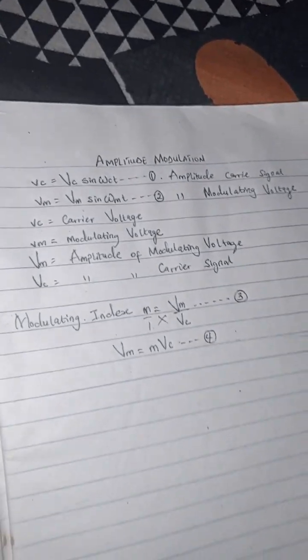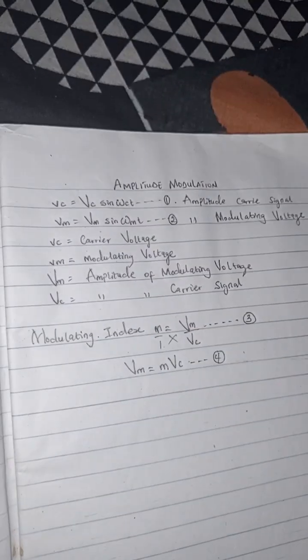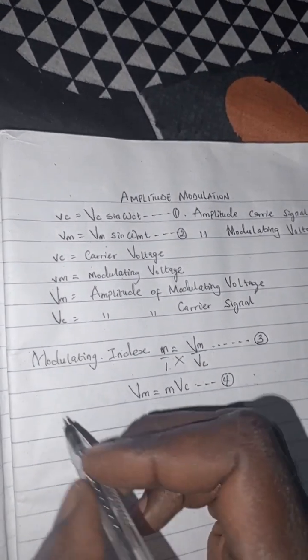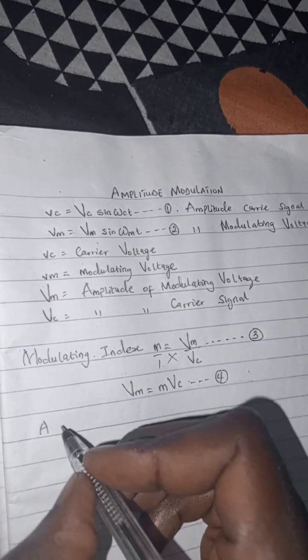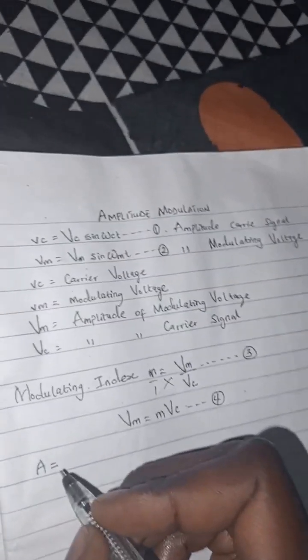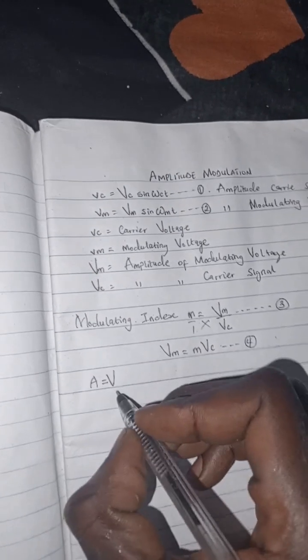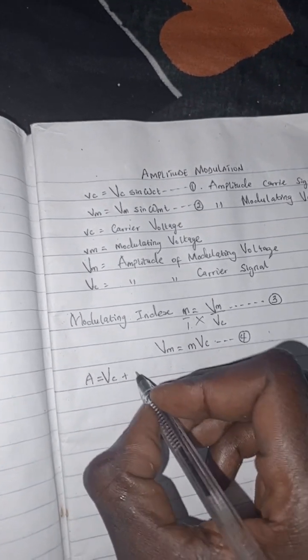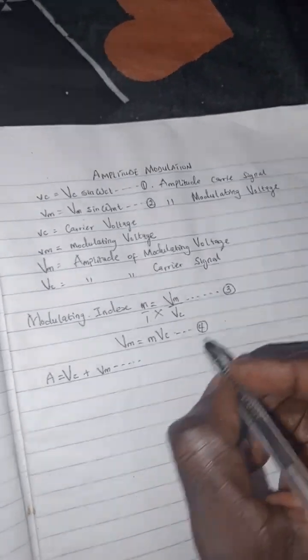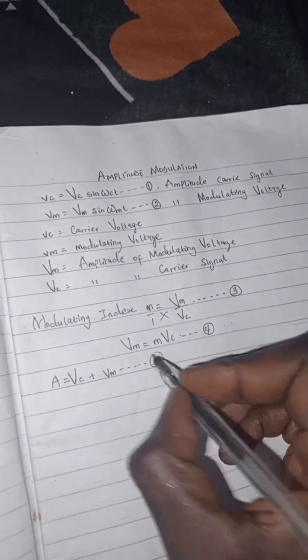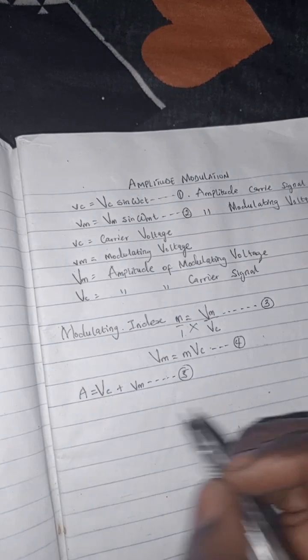So having defined our modulating index, the next thing we are going to consider is the amplitude modulating voltage, and the amplitude modulating voltage is given by A is equal to big Vc plus small Vm. Please take note of the sizes of the big and the small. This is our equation 5. That's our amplitude of the modulating voltage.